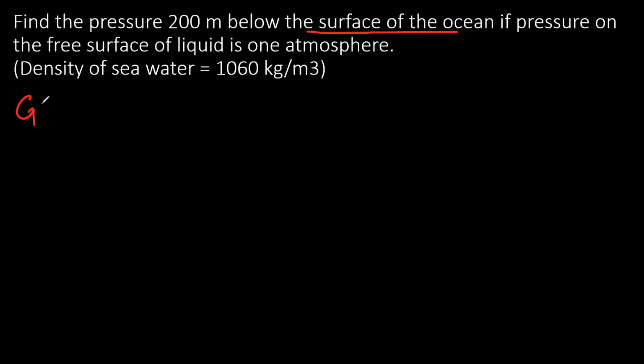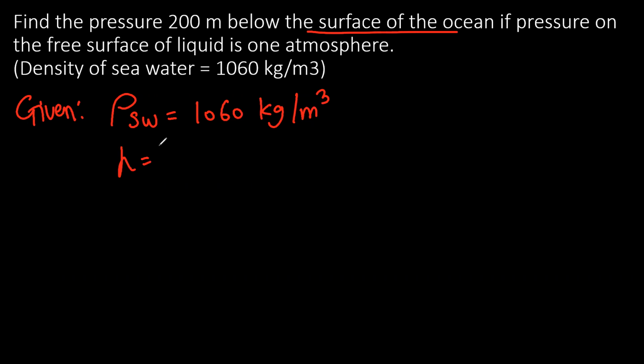So let's see what is given. Here the density of sea water is given, that is 1060 kg per meter cube. So these are the given. Then they gave the distance, or we can call it height. It's below, but in the formula we use height only, whether it's below height or above height. So the height is 200 meter.